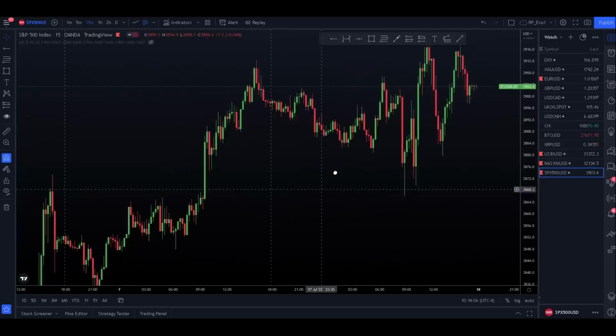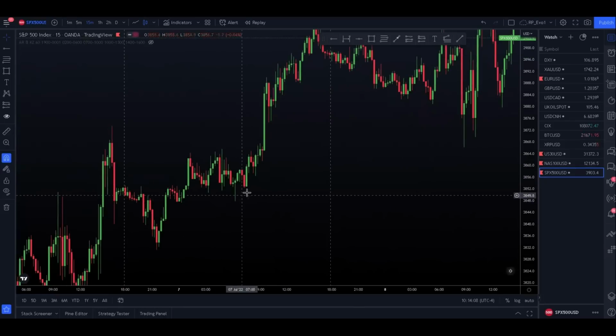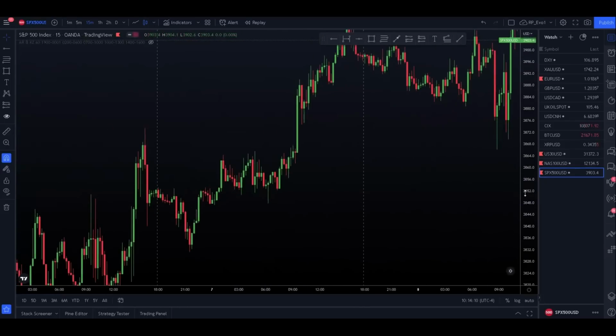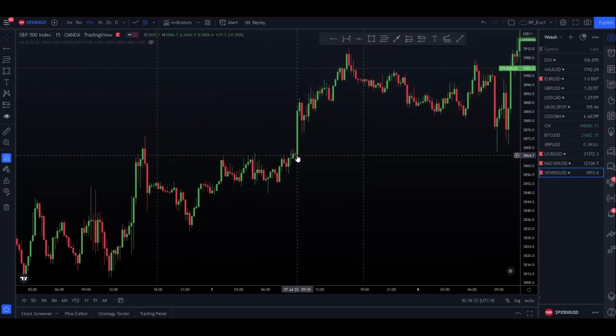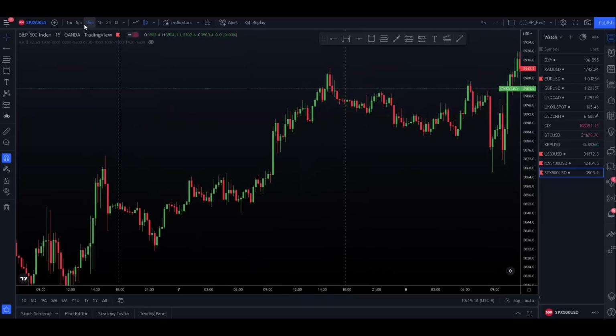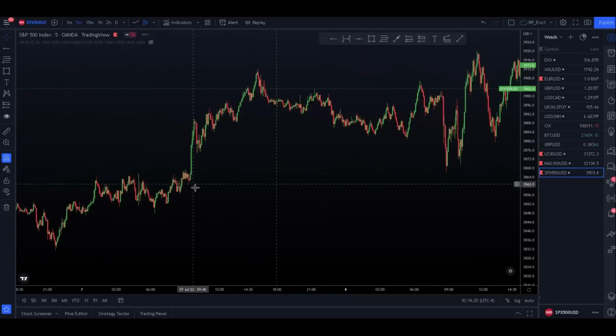Let's see. So this was, let's see, Thursday maybe. So Thursday was kind of ugly until, well, this was all consolidation right before the 9:30 opening.